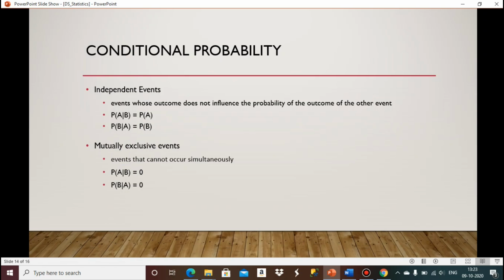Then comes another term called mutually exclusive events. Mutually exclusive means the events cannot occur simultaneously. In that case, the conditional probability of A dependent on B is equal to 0. What does that mean? Event A will never occur if event B has occurred. When B occurs, then A will not occur, and when A occurs, then B will not occur. If these two equations are true, then we can say that events A and B are mutually exclusive of each other.